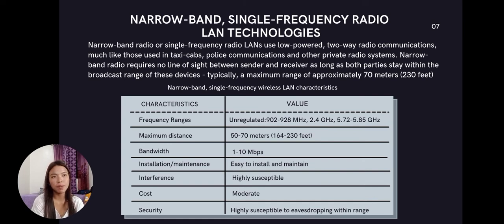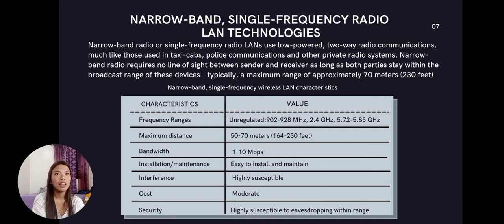Unlike light-based communications such as infrared or laser, narrowband radio requires no line of sight between sender and receiver as long as both parties stay within the broadcast range of these devices, typically a maximum range of approximately 70 meters or 230 feet.